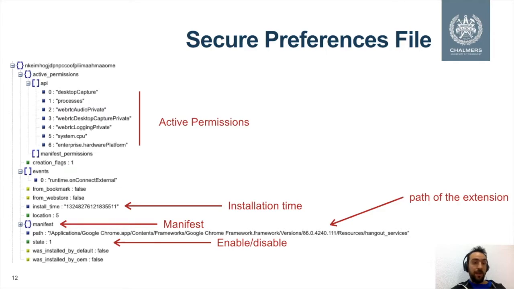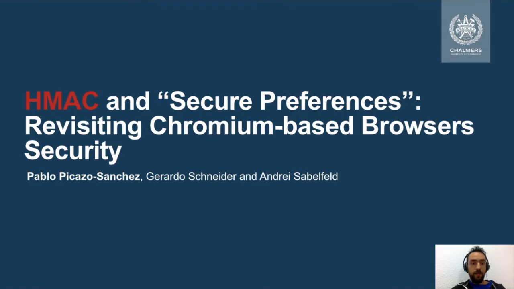Google realized in 2012, some years after launching the browser, that this free modification of the Secure Preferences file might have potential security issues. So they introduced a security mechanism such that the browser is the only one that can modify that file. This mechanism is known as HMAC.